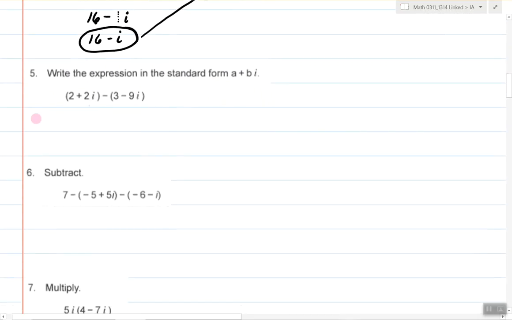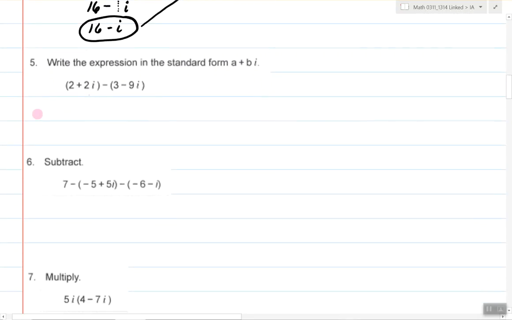Number 5. In this one, we're supposed to subtract, so I'm going to do what I've done in the past. I'm going to keep the inside of these parentheses exactly as it is, 2 plus 2i, but I'm going to distribute the negative 1 to both terms in the second one. That makes minus 3 and plus 9i.